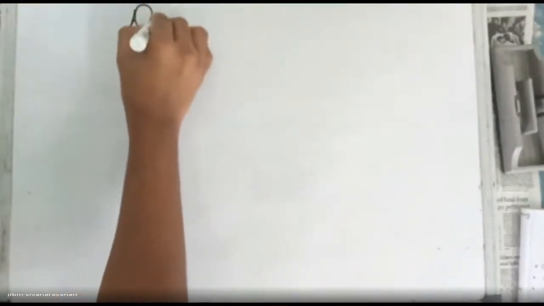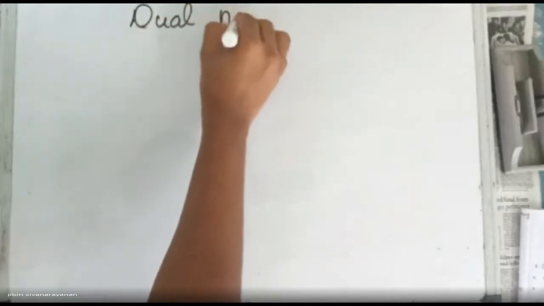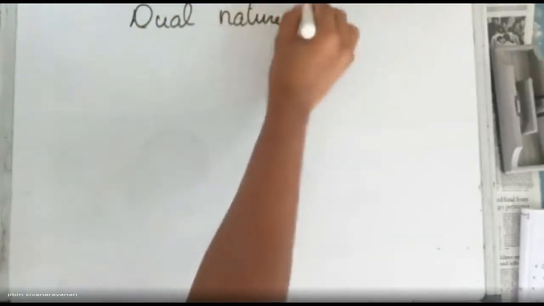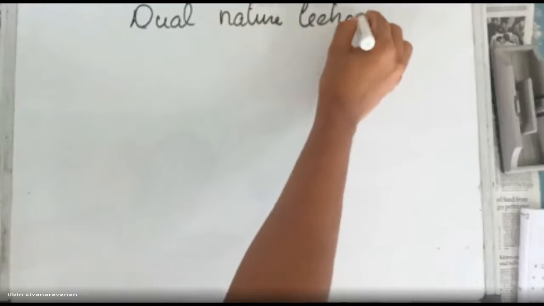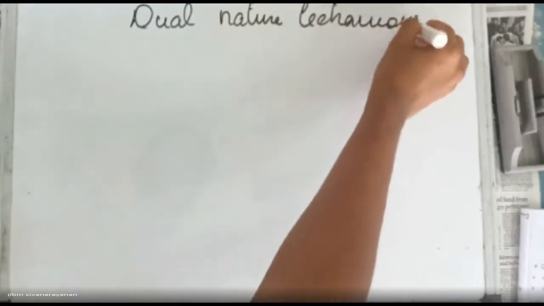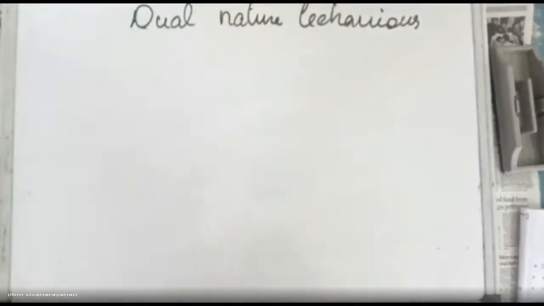Okay, so next is dual nature behavior. So why does this dual behavior come? Because the electron, the microparticles, can act both as a particle and also as a wave.